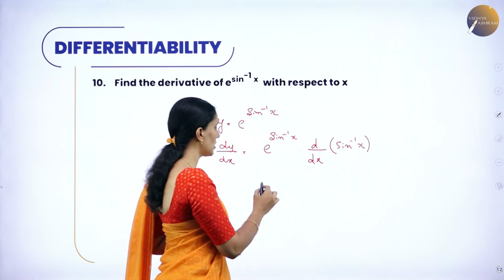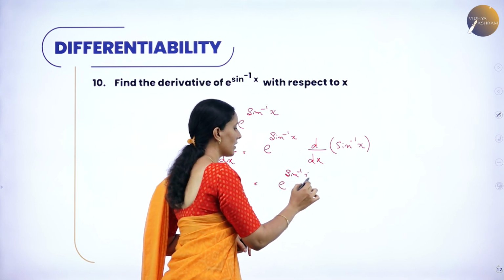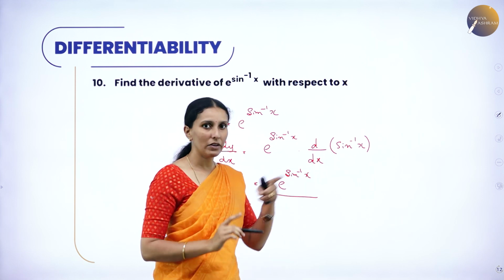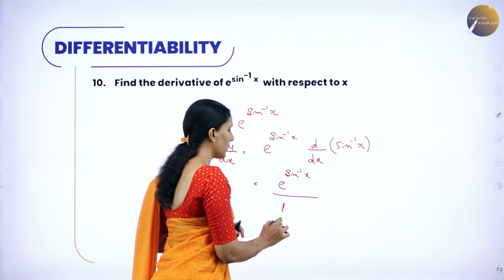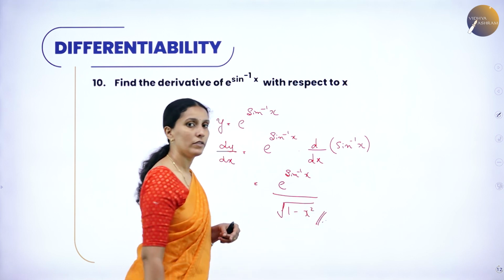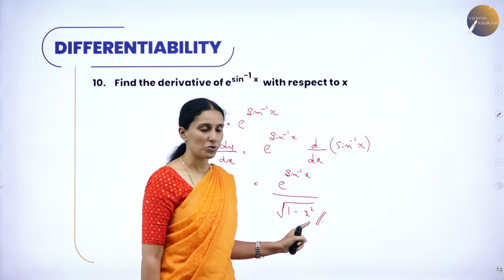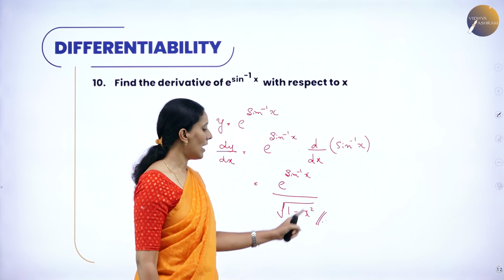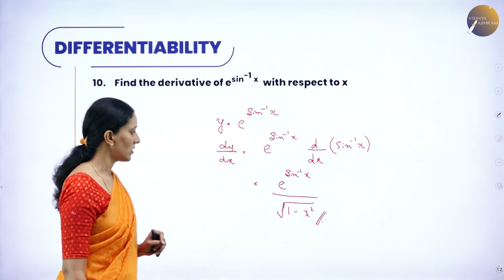So what is the derivative of sine inverse x? That you have to write it here. So this becomes e to the power sine inverse x divided by root of 1 minus x square. Derivative of the sine inverse function is 1 divided by root of 1 minus x square. So when you multiply it, the derivative for this question is the given result.